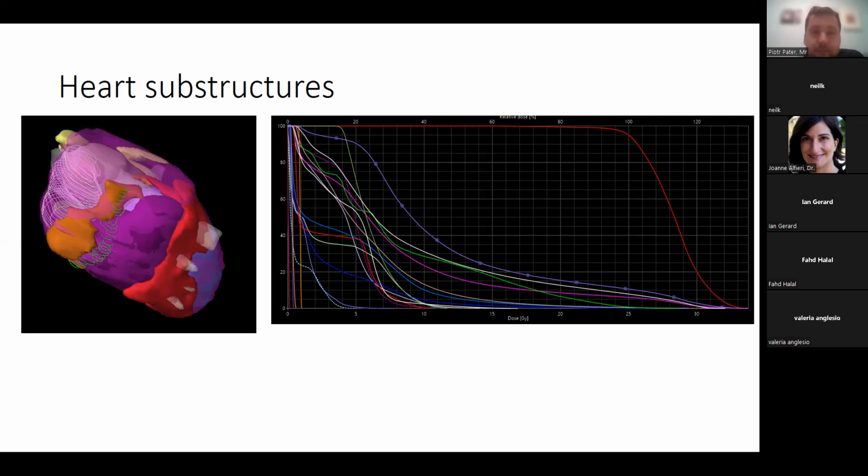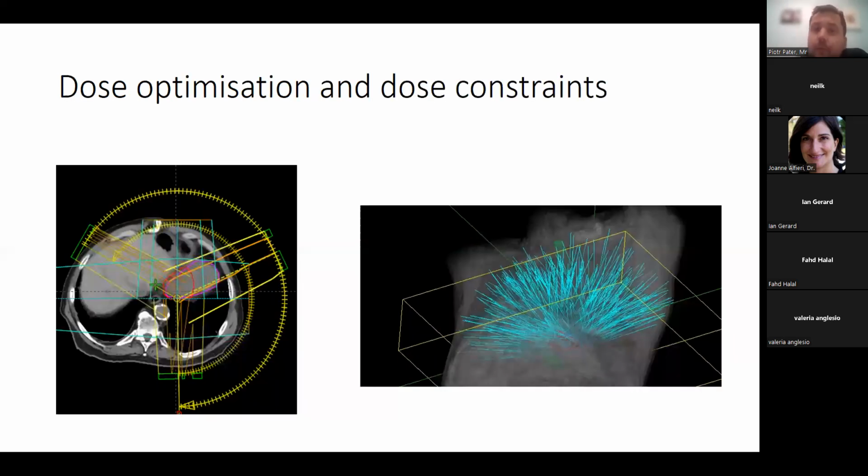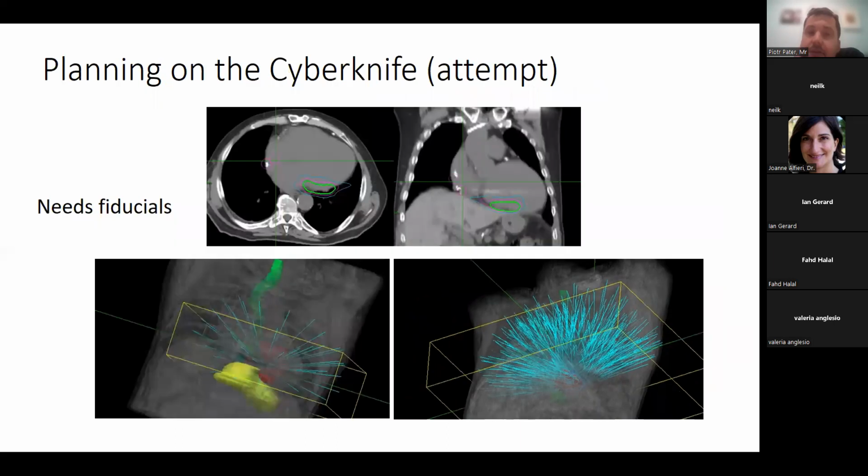Next slide, please. With that in mind, we still had the choice of whether we would use a conventional linac with arcs or the Cyberknife approach using the robotic arm. For this patient, we tried an attempt on the Cyberknife for a plan. We were able to have a nice plan, but there are two problems with this. On the Cyberknife, the delivery would be very long, more than 2 hours compared to about 20 minutes for a conventional linac.